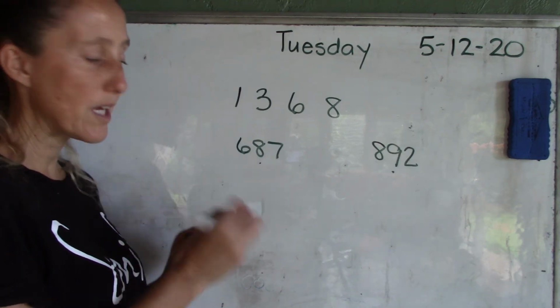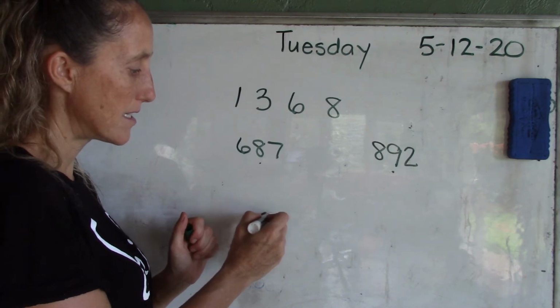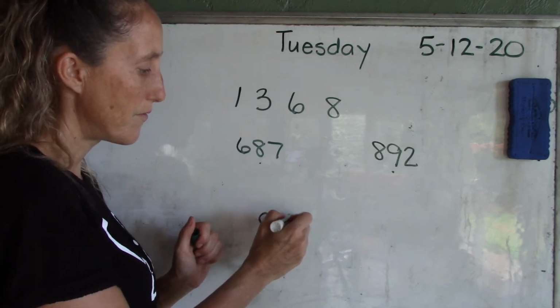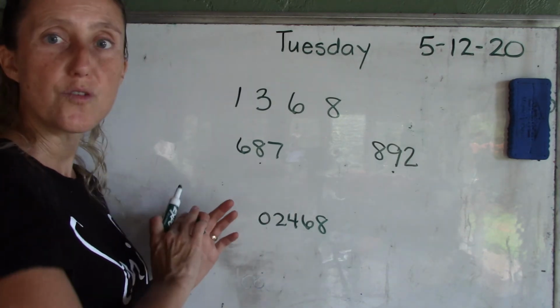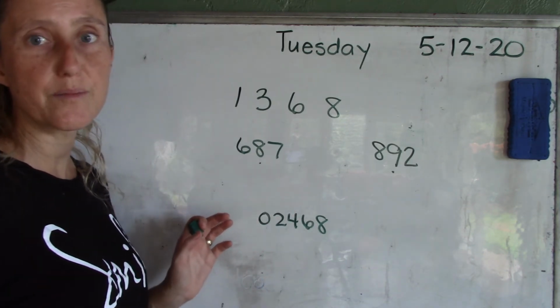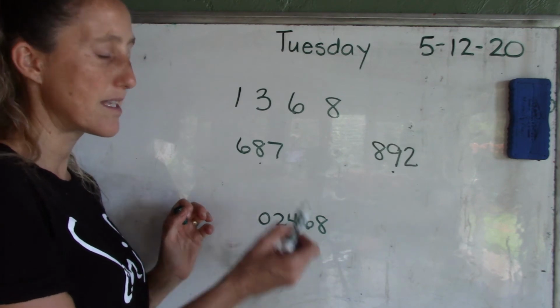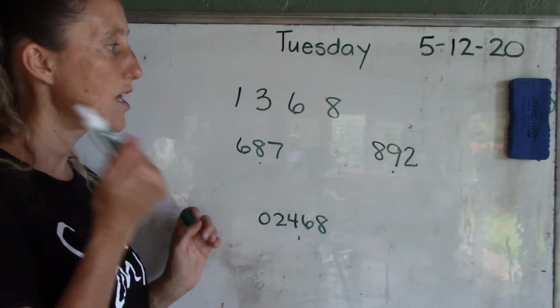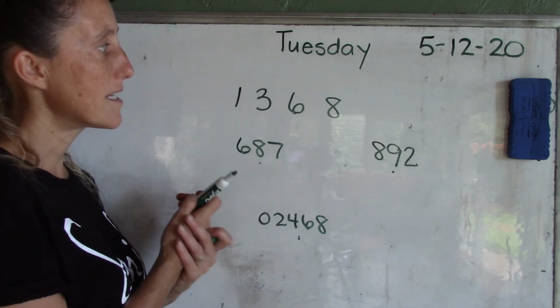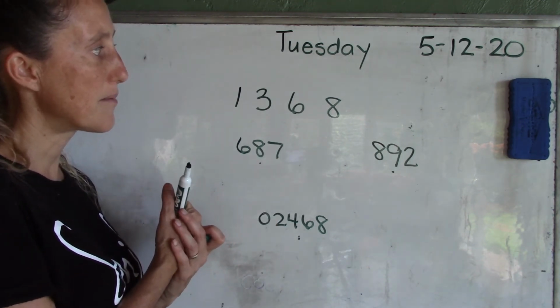So, as we know, all the even numbers end in 0, 2, 4, 6, or 8. Those are all the even numbers. And you can have the longest number in the world, but as long as the last number is one of these numbers, then it's still an even number, right? So, what is an even number?